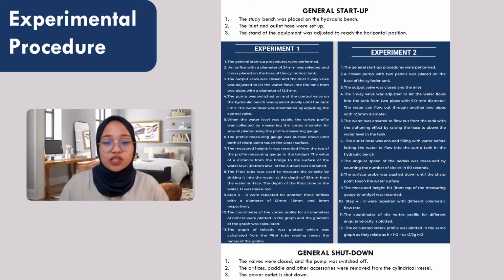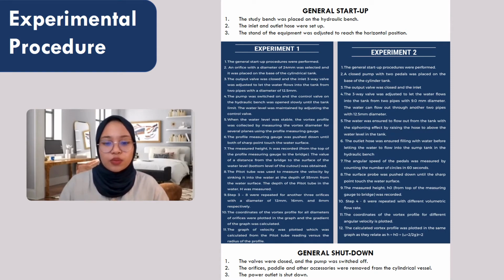The water was ensured to flow out from the tank with the siphon effect by raising the hose above the water level in the tank. The outlet hose was filled with water before letting the water flow into the sump tank in the hydraulic bench. The angular speed of the paddle was measured by counting the number of revolutions in 60 seconds.